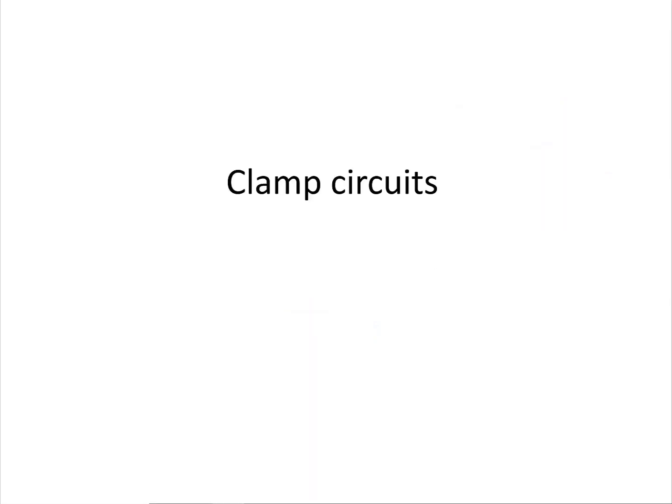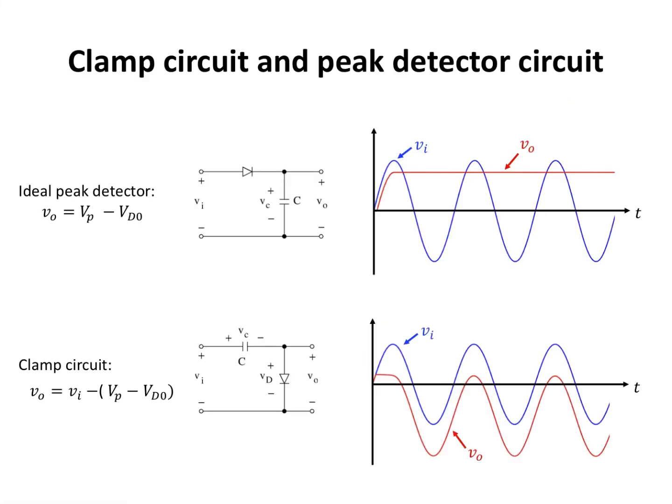The second diode waveform shaping circuit that we're going to study today is a clamp circuit. Now in terms of circuit configuration, the peak detector and clamp circuit look similar, with the difference that in a peak detector circuit, the output is taken at the two terminals of the capacitor. However, for a clamp circuit, the output is taken at the two terminals of the diode.